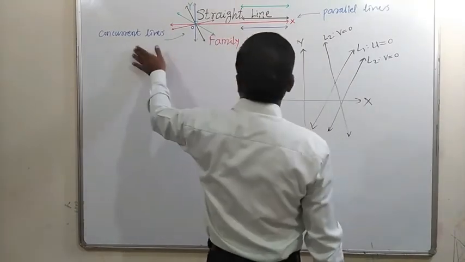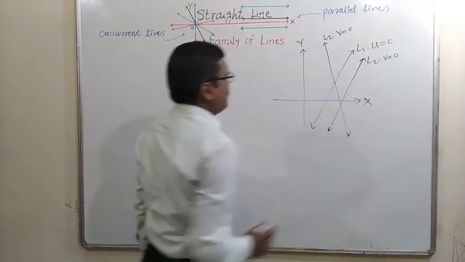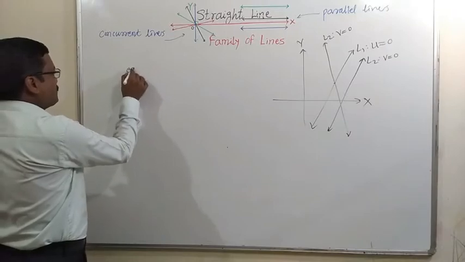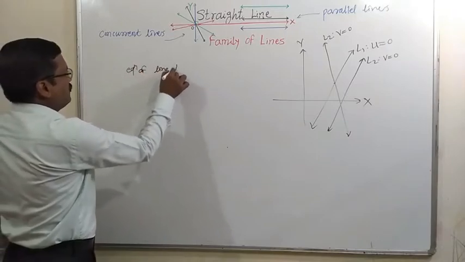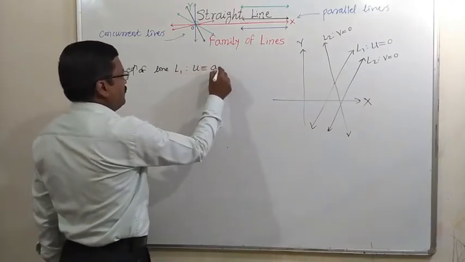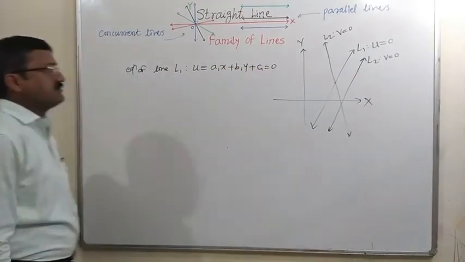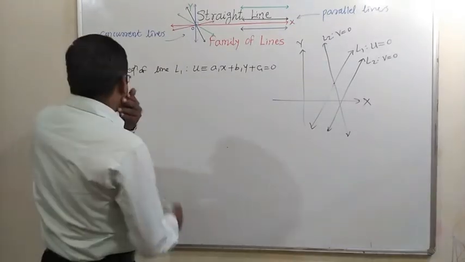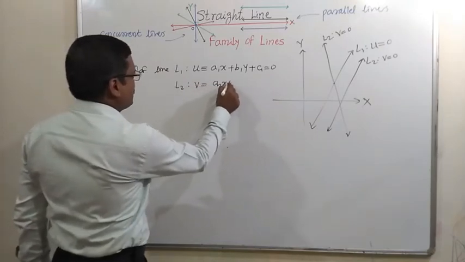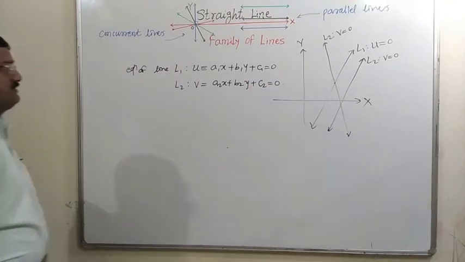If it intersects, then we will get concurrent lines. If parallel, then we get a set of parallel lines. So if this line L1 is u equal to 0, let us consider the equation of line L1, that is u, as A1x plus B1y plus C1 equal to 0. We are taking this equation in general form. Consider another equation of line L2. It is v equal to A2x plus B2y plus C2 equal to 0. So these are the equations of two lines.